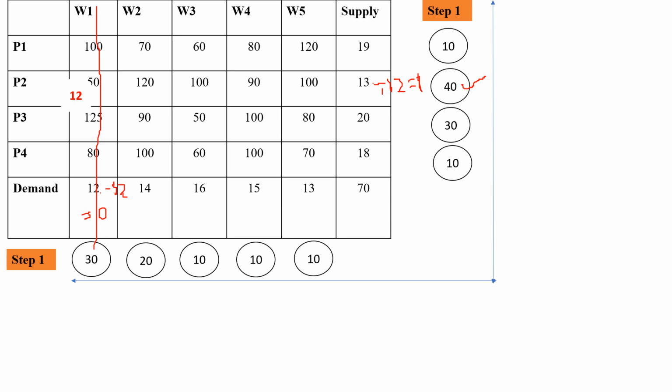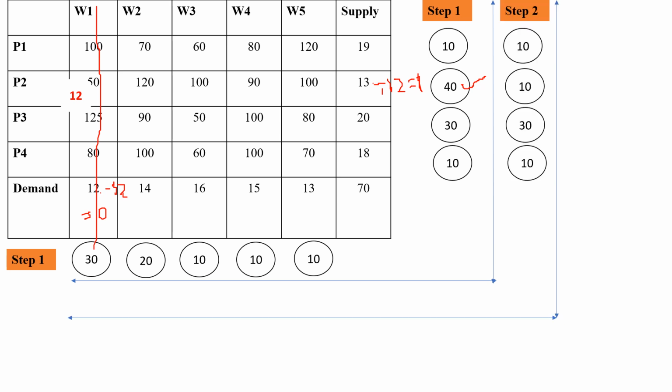In step 2, first you go for the operation of P1. The lowest difference is between 70 and 60, that is a difference of 10. In P2, the lowest difference is between 100 and 90, again 10. P3, the lowest difference is between 80 and 50, a difference of 30. In this way, in step 2, you go row wise and column wise, and the maximum difference you will find is 30.